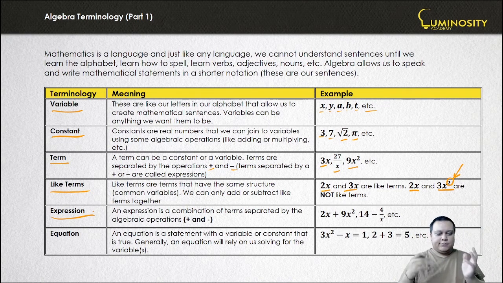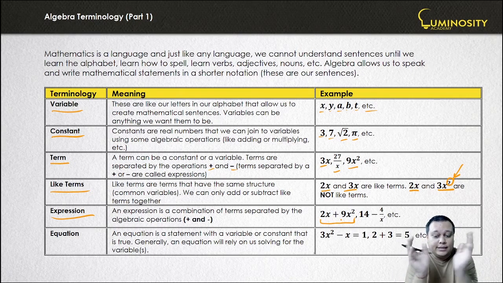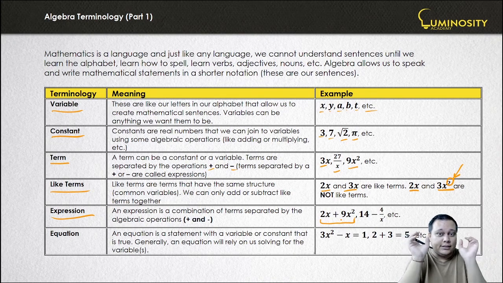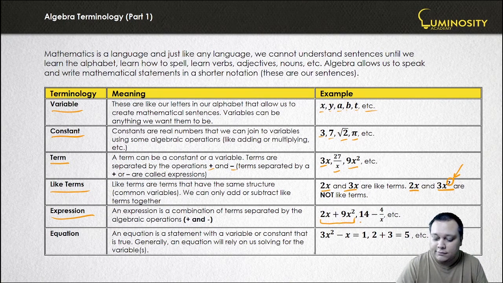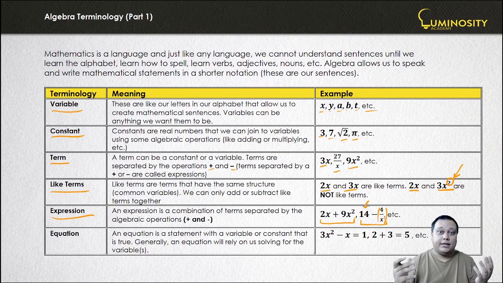Okay, so what is an expression? We talked about it a bit. An expression is just a combination of terms, separate terms, that are separated by the algebraic operations plus or minus. So for example, 2x plus 9x squared is an expression. The plus sign there doesn't mean we can add the two together because they're not like terms. So it's not 11x squared, right? That doesn't mean you can do that. They are two unlike terms, but it's an expression because there are two terms separated by a plus or minus sign. Similarly for here, 14 minus 4 over x. Right, so 14 is one term, 4 over x is another term, and it's separated by a minus sign. Okay, so that's what an expression is.